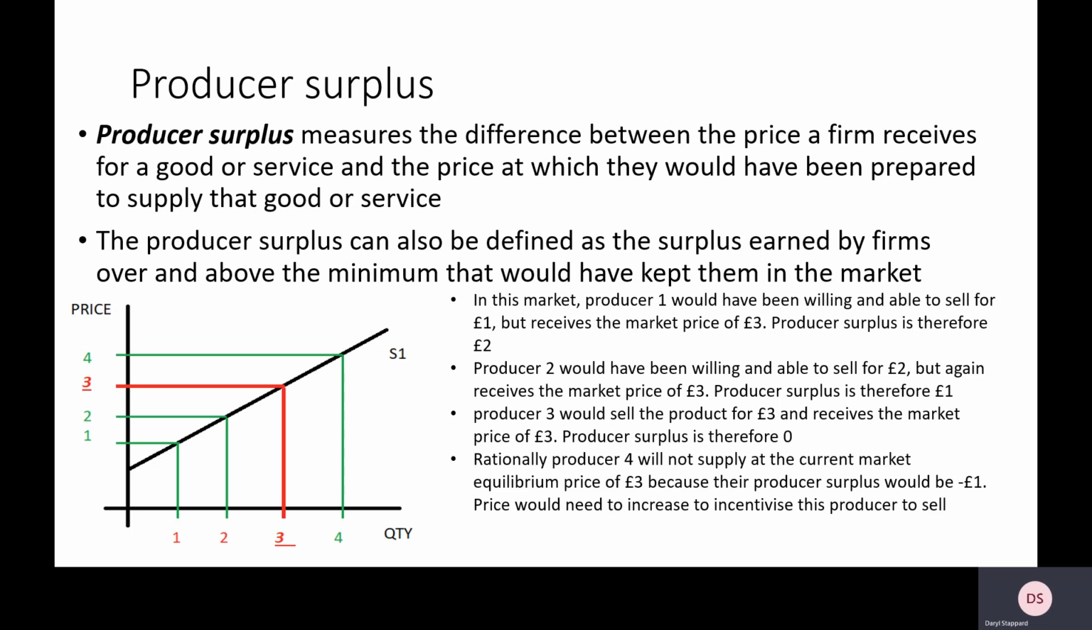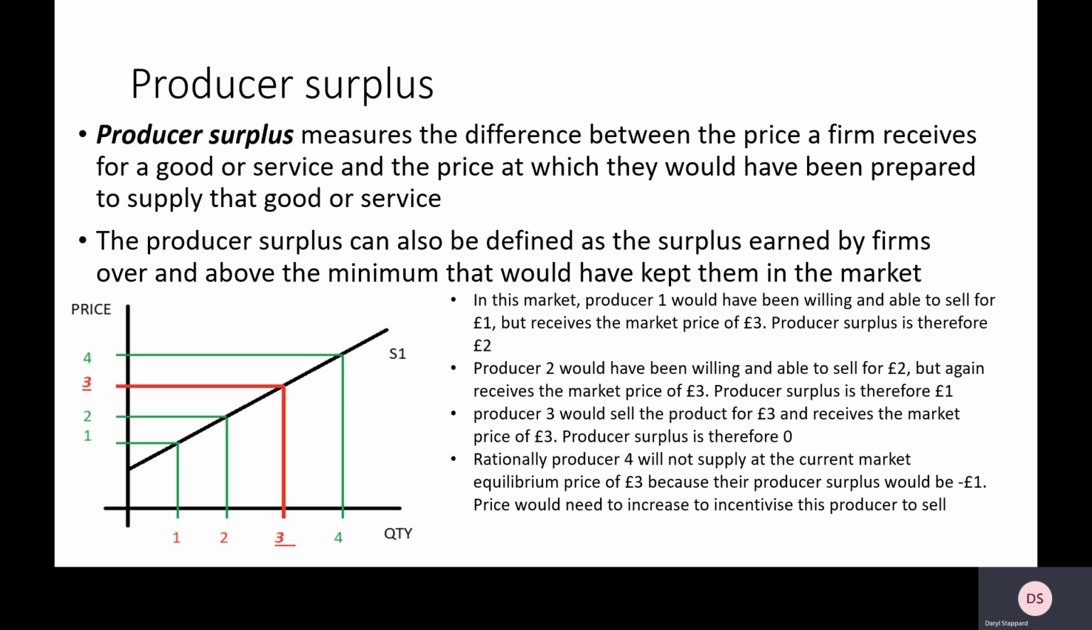Now look at that then. The first firm would have been willing and able to supply for £1, but they have received £3 for their particular product. So what they've got is £2 worth of producer surplus. They were willing and able to supply for £1, but the market price is £3. So the producer surplus is the gap between the market price and the minimum the firm would have been willing and able to accept to supply that particular good or service. So firm 1, on every unit of output produced, will derive £2 of producer surplus.